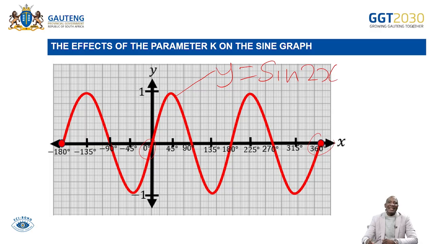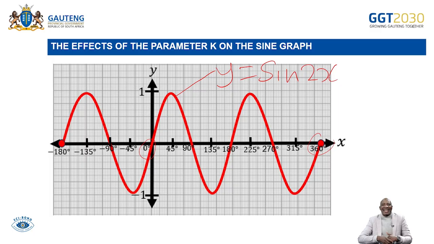We have doubled the angle. What do you notice? Yes, our domain is -180 to 360. Good. What else do you notice? Oh, look at the amplitude. Look at the range. Our range is still the same, -1 to 1. Our amplitude is still the same, it is 1. Half the distance between the highest and the lowest is still 1.